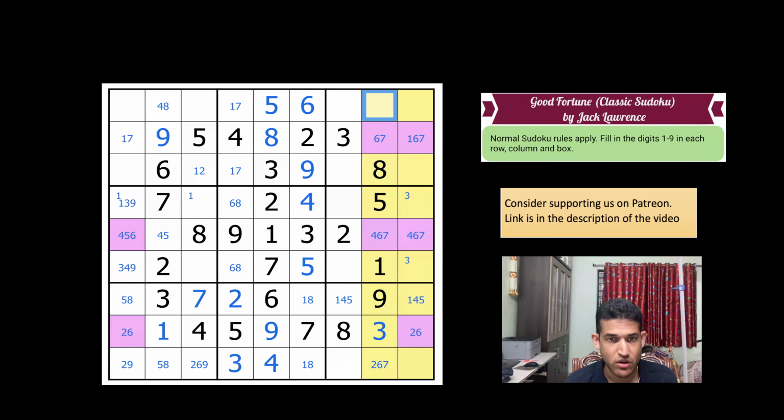Now looking at this column, this cannot take a 6, right? And this cannot take a 6, but 6 is already here, so let's not worry about that. Now looking at these cells, this is 1, 2, 5 and 7, right? 3, 8, 9, 4 and 6. So this is 1, 2, 5, 7.